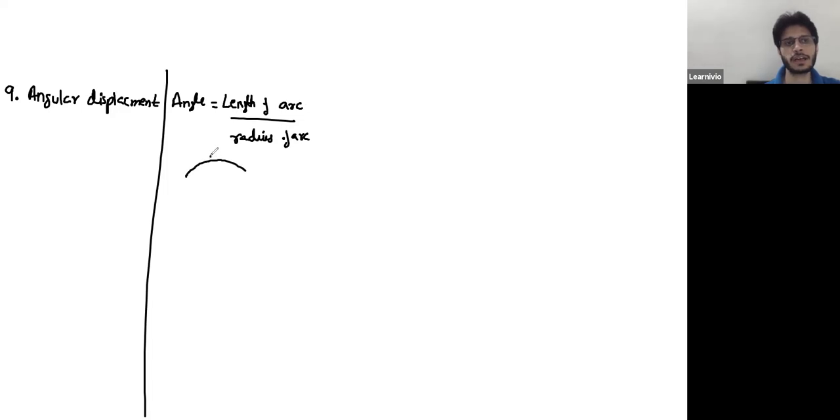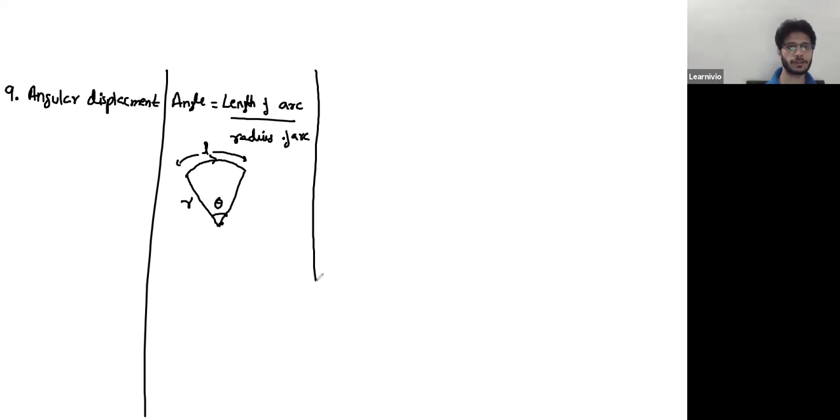Say you have this arc. This is the center of the arc. The length of this arc is L. The radius of this arc is R. And this is angle theta. So the definition of angle is simply the length of arc divided by the radius, L upon R.